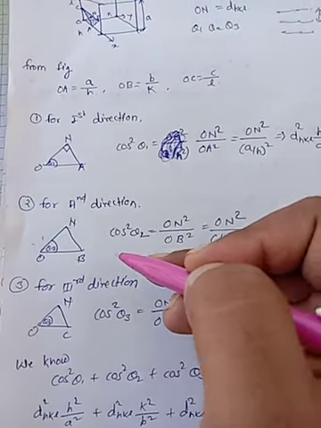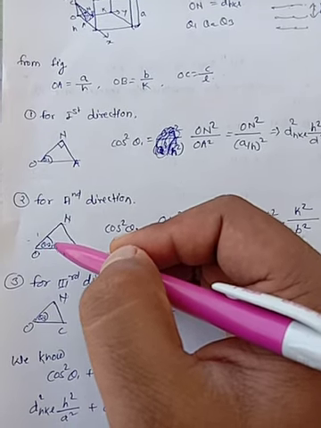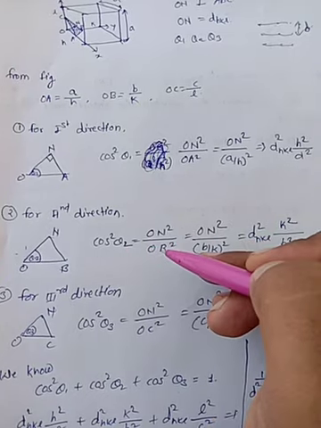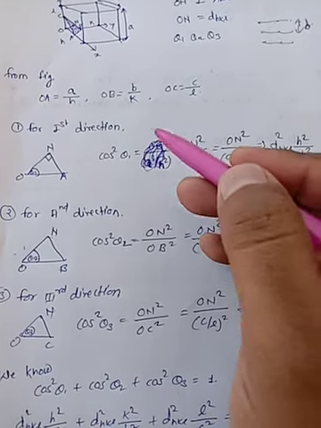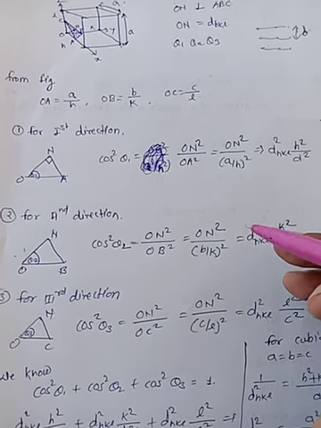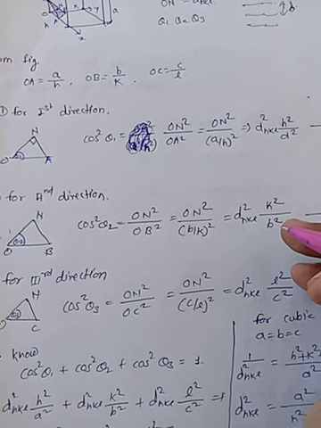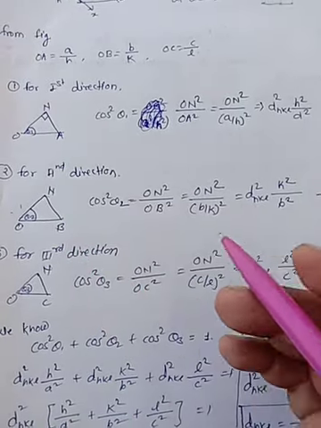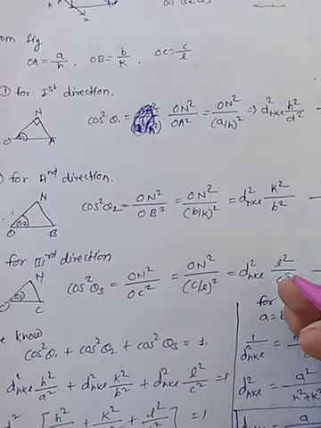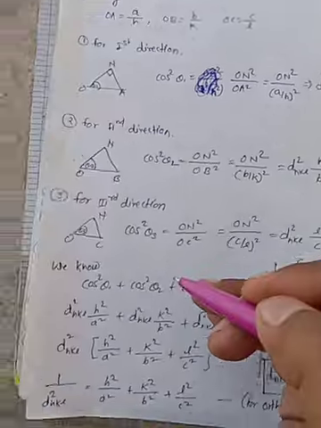Similarly for the second direction, theta 2 is the axial angle of the second direction. So cos square theta 2 is equal to ON square upon OB square. We know that OB is equal to b upon k, so put this value in here. Therefore cos square theta 2 is equal to d square hkl into k square upon b square. And similarly for the third direction, cos square theta 3 is equal to d square hkl into l square upon c square. Suppose these are equations number 1, 2 and 3.